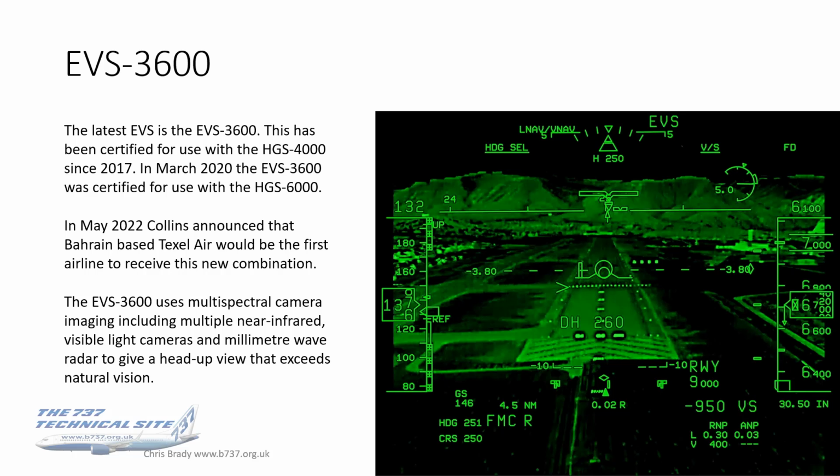It uses, according to their info, multispectral camera imaging, including multiple near-infrared visible light cameras and millimeter wave radar to give a head-up view that exceeds natural vision. And as you can see from the press release photo there, it is a pretty good image. When you think that potentially you could see nothing at all at this stage. But that will be the view you would get through the head-up display. That's very definitely enough to shoot an approach off. So that's the EVS 3600.